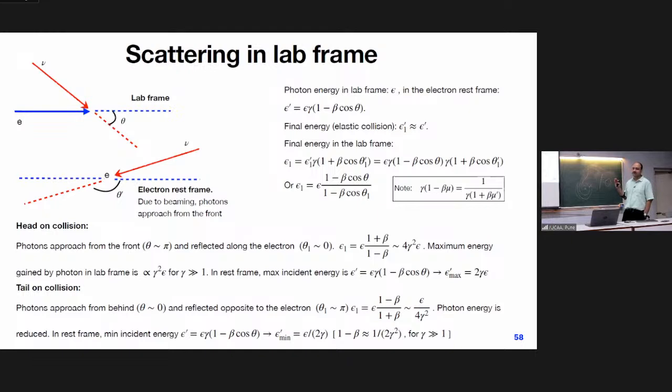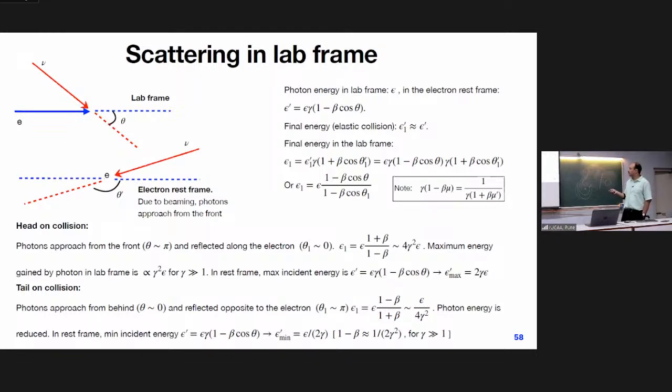Simple relativistic transformations, using the fact that these are elastic collisions. If you could not use elastic collisions, then there would be a problem. Then you have to go to quantum mechanical scattering, which I will not discuss, of course. So if you just work this out, you will find that the final energy of the photon is not exactly the initial energy of the photon in the lab frame. It is multiplied by 1 minus beta cos theta over 1 minus beta cos theta 1. So you can see both the incident angle and the final angle are present in this. So of course there are two limits that are possible. What if the photon approaches from the front? So theta equals pi.